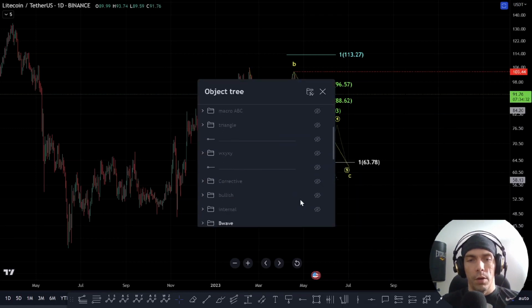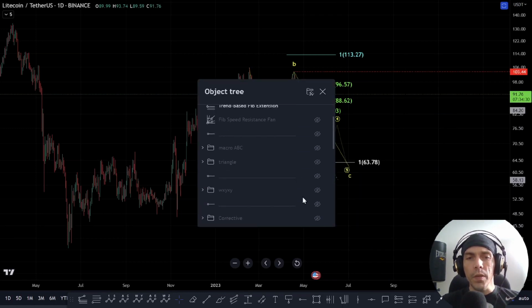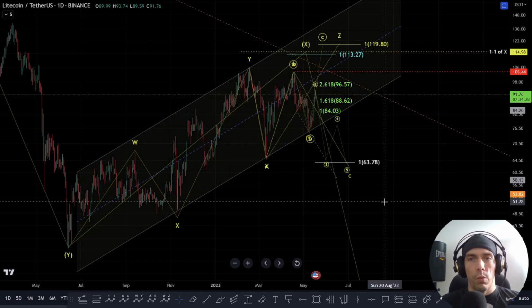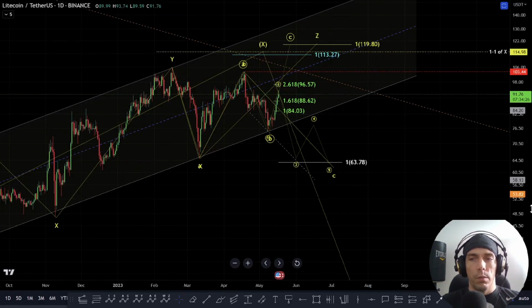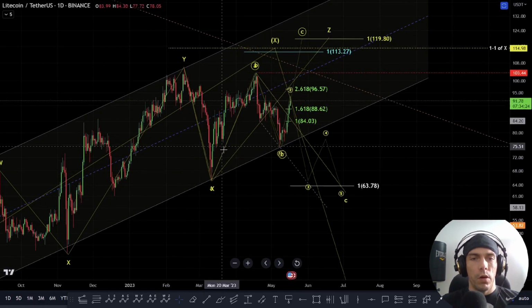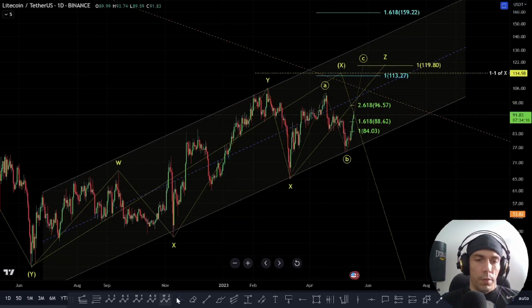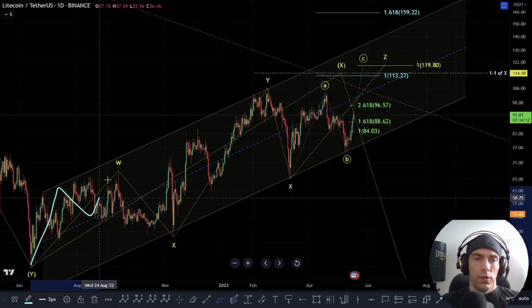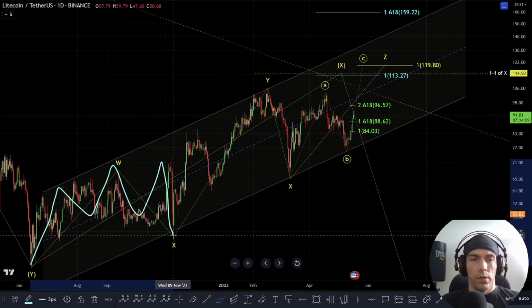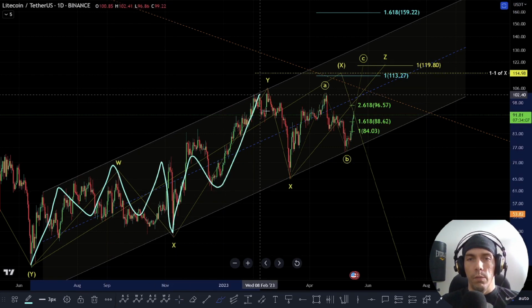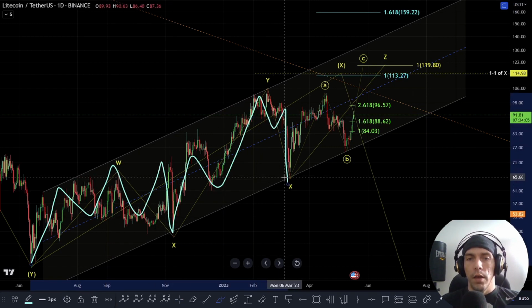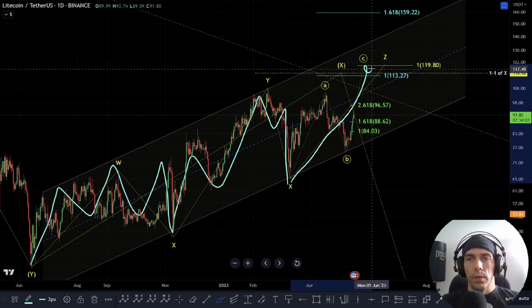Now, the other way we're talking about this move is as a possible W, X, Y, X, and a Z. Now, within this move here, what we could argue is that rather from the bottom here, instead of counting this as a series of 1s and 2s, we could argue that this is just ABC, this is an X wave, another 3-wave move, X wave again here, and then we're looking to continue up in this C wave.